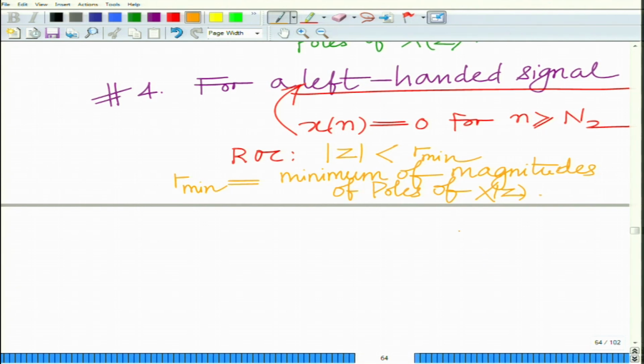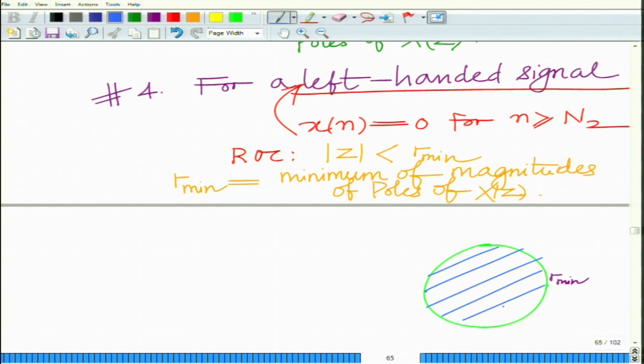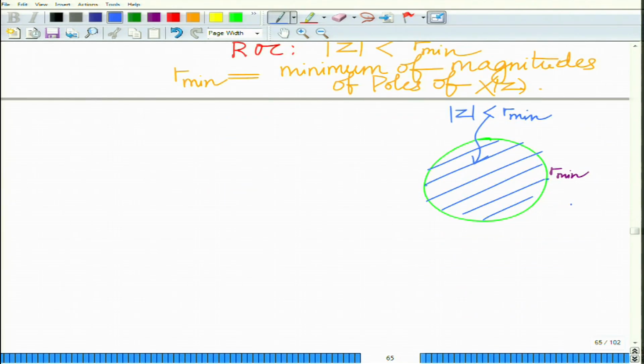So, your ROC will be of the form, so if this is R min, the minimum of the magnitude of the poles, your ROC will be inside this circle, that is magnitude z less than R min. So the ROC will be the interior of the circular region. Okay. So, this is the ROC of the form magnitude z less than R min. Okay.